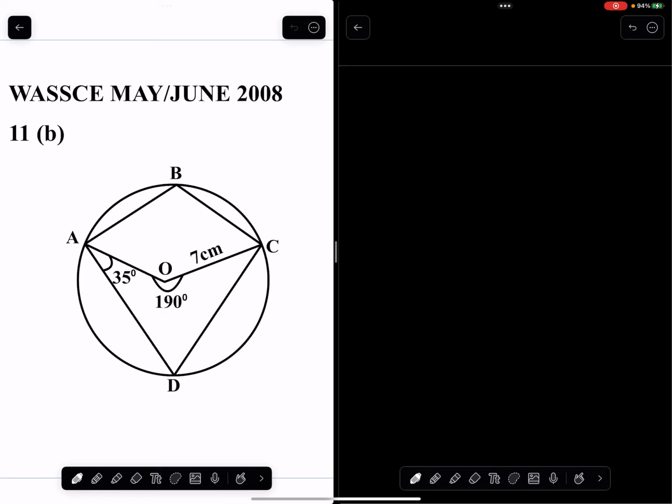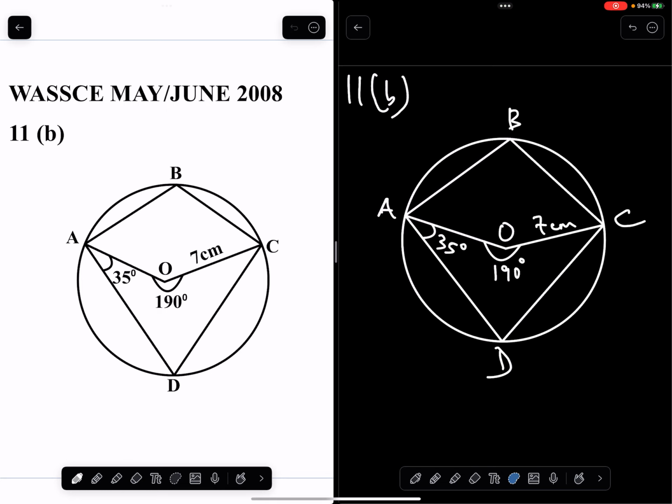Now we continue with the WASSCE questions on circle geometry, and the next question is from year 2008, that's 11B. Let's have the diagram first of all. This is the diagram.